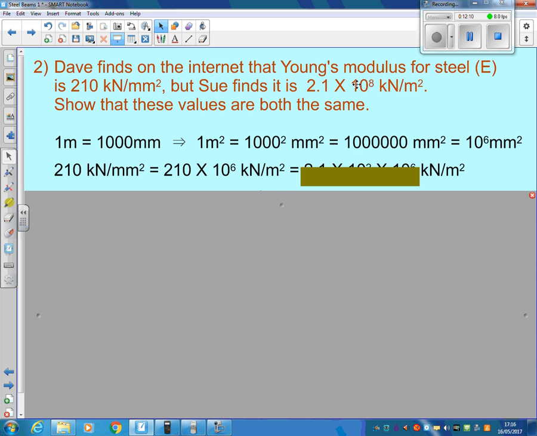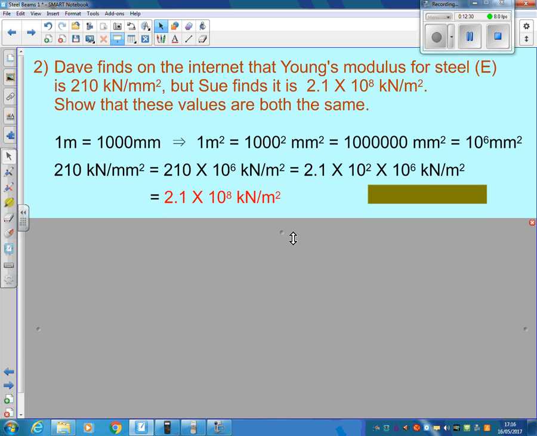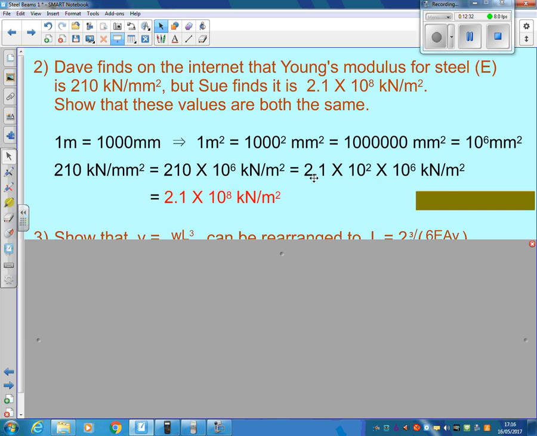Well, it's still not quite the same as that, but we can think of 210 as being 2.1 times 10 squared. And 2.1 times 10 squared multiplied by 10 to the power of 6, adding the indices, is 2.1 times 10 to the power of 8. So that one becomes 2.1 times 10 to the power of 8 kilonewtons per meter squared. It means the same thing.